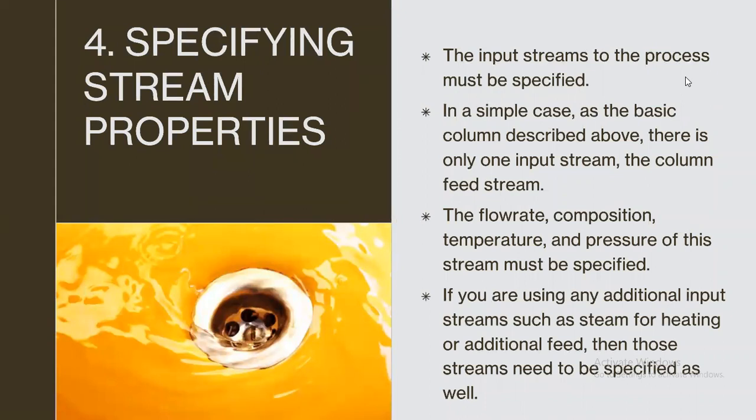So the input streams to the process must be specified. In a simple case, as the basic column described above, there's only one input stream, which is the feed stream. The flow rate, composition, temperature, and pressure of the stream must be specified. We are given the conditions of the feed stream, right? If you're using any additional input streams, such as steam for heating or additional feed, then those streams need to be specified as well. In this case, we have only one input stream, which is the feed stream.